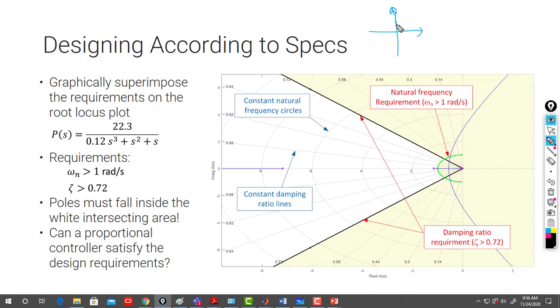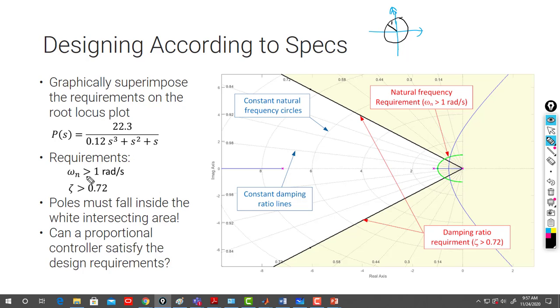It's going to be a circle, right? Circle with a radius equal 1. So here the design requirement is drawn just in the left half plane because we know the right half plane is unstable, so I don't care about it. But this is the green, the first design requirement I have.